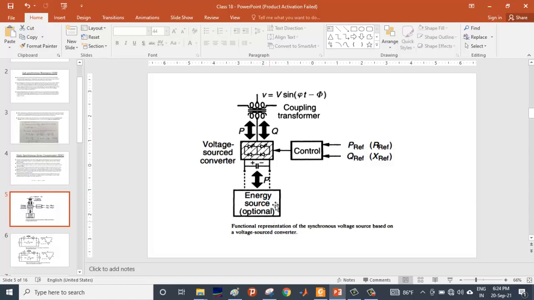Here it shows that it is capable of exchanging real and reactive power. For real power, it should have some energy source present, and there is a control, that is P reference and Q reference, or we can say R reference and X reference, and based on them it can control the value of P and Q, whether it is drawing P and Q or supplying P and Q.